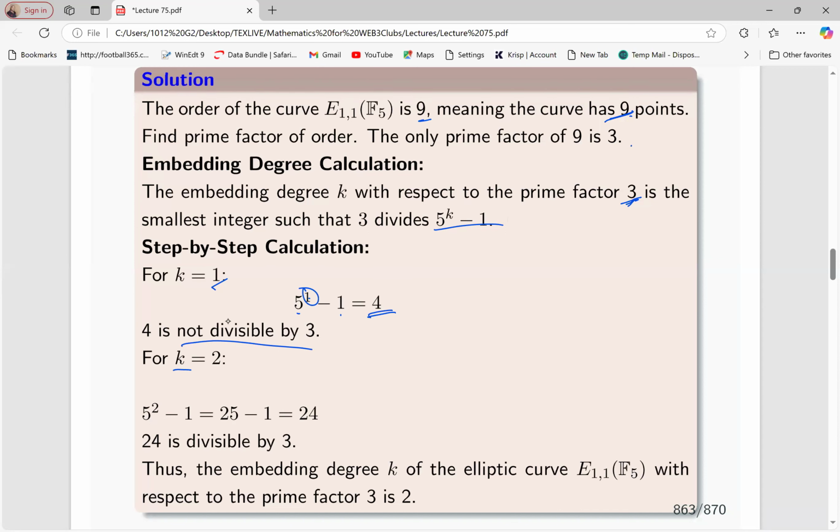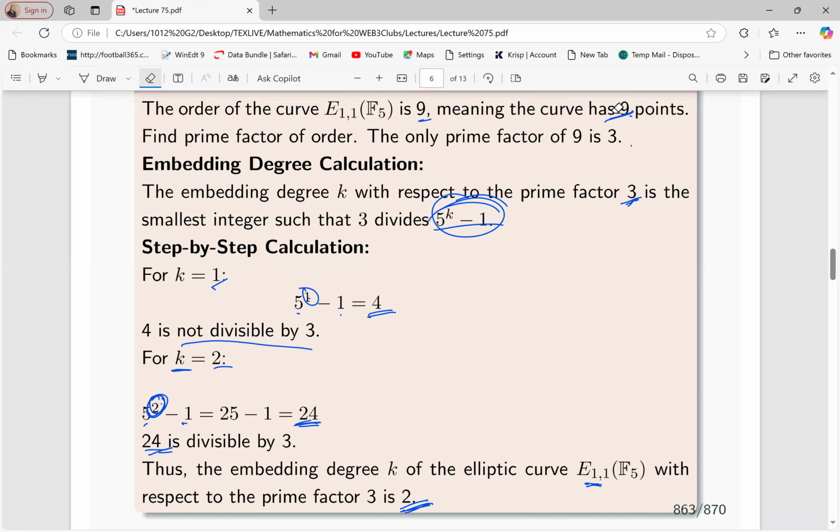Now try 2. 5 raised to 2 would be 25, minus 1 would be 24. And you can see 3 can divide 24. So that means this number is the smallest one that makes 3 divide this expression. Therefore, the embedding degree for this elliptic curve will be 2. That will be the embedding degree for that elliptic curve, 2.